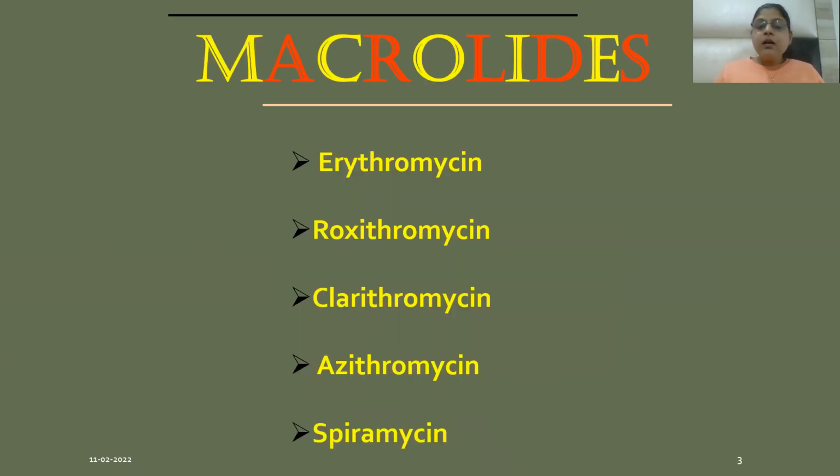Macrolides can be classified, or the names of macrolides are: erythromycin, roxithromycin, clarithromycin, azithromycin, spiramycin. These are the various macrolides which I'm going to discuss with you in this video.